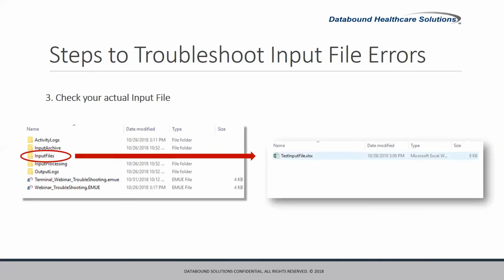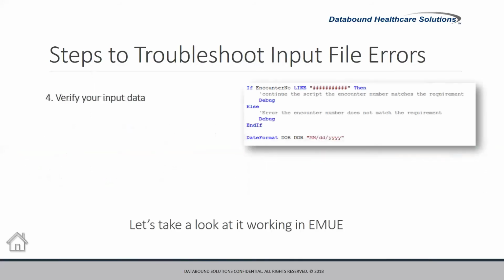But it's good to check it and make sure that it has the information that you expect to handle in your script. So the final step I have here is to verify your input data. This is really important too. Verification is part of error handling, believe it or not. So you're checking to make sure that the information that you're receiving from your input file is what you expect. And that's what I've done here on the right-hand side. I have encounter numbers, so I'm checking to make sure that it's 11 numerical digits. You can check if it has alphabetical characters or whatever you're looking for. You can put certain error handling in your scripts that checks for this information.